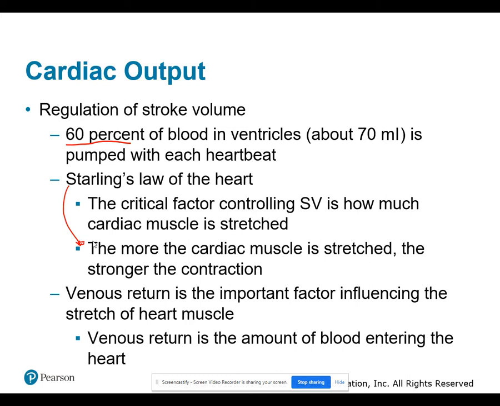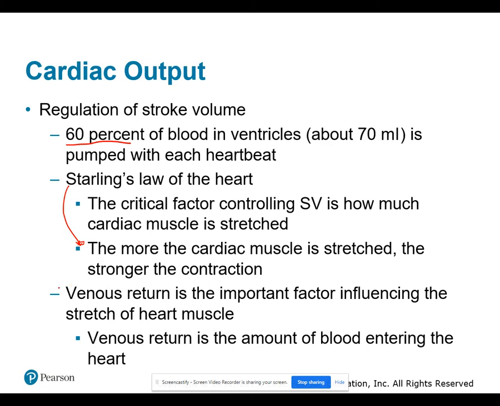Same thing with the heart. You have to get it stretched out. It's like a spring in a coil. So then when it's released, it's able to contract and push that blood to the rest of the body. So venous return is actually a very important factor influencing how much the heart is going to stretch.